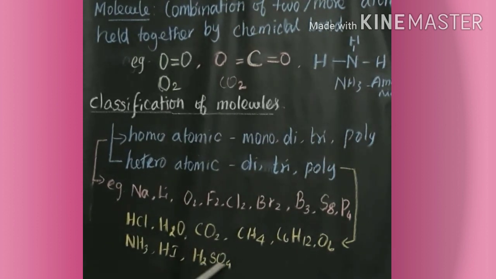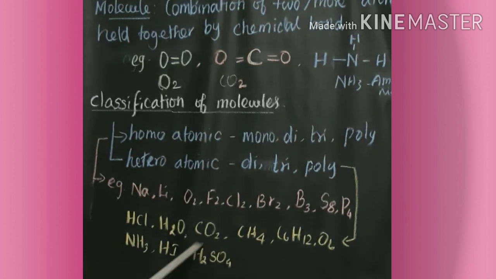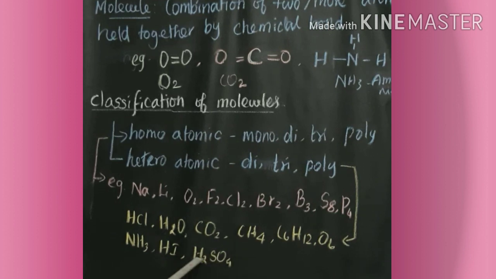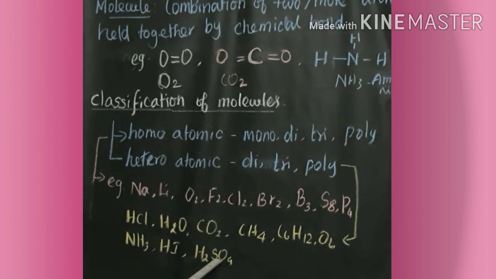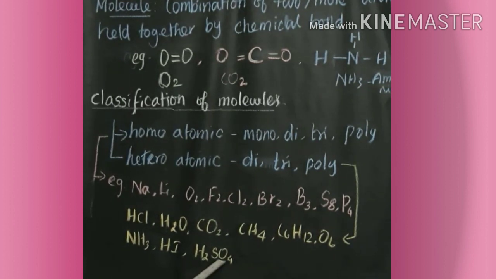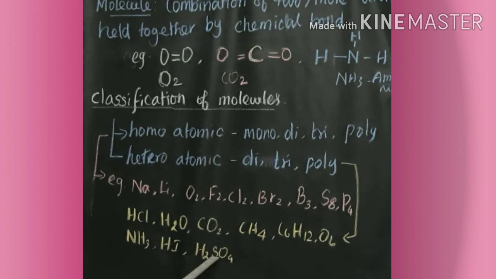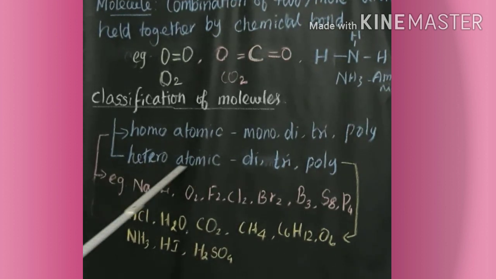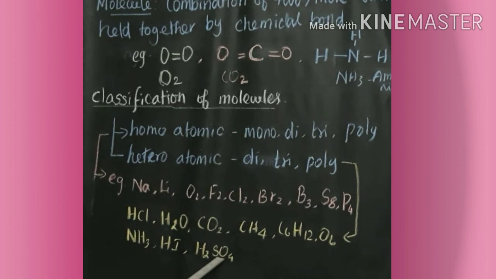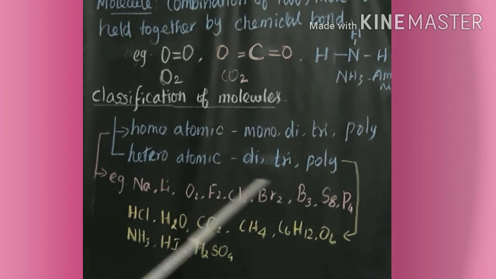In the case of sulfuric acid, let us find how many atoms are present. Here 2 hydrogen atoms, 1 sulfur and 4 oxygen atoms. So totally 2 plus 1 is 3, plus 4 is 7 atoms. So 7 atoms are present. That is an example of a hetero polyatomic molecule. And another important point we have to discuss is atomicity.